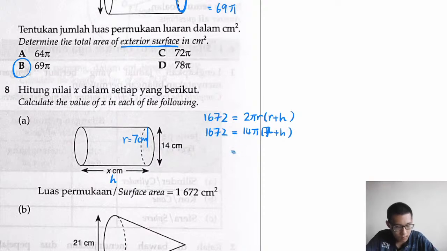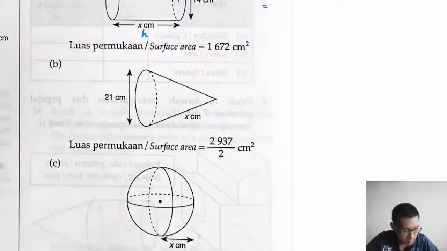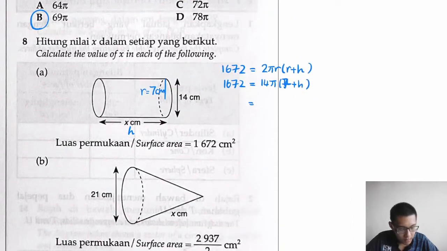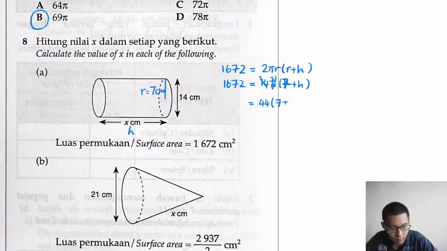Okay, I try to find out. Let's say π is referred to as 22/7. If not stated, I just assume 22/7. So 22/7 here, we have 2 times 2, 44, (7 + h) equal to 1672. That means 7 + h becomes 1672 divided by 44. We have 38. So the height should be 38 minus 7, which is 31. That means x equals 31.